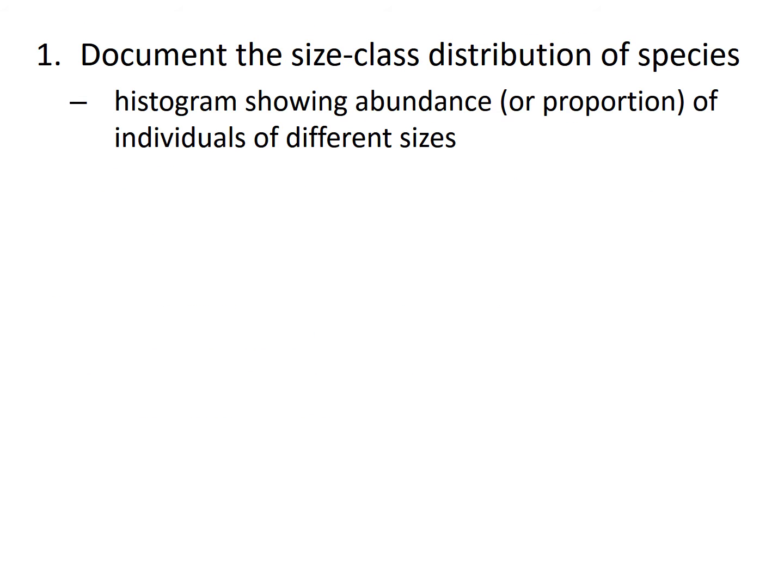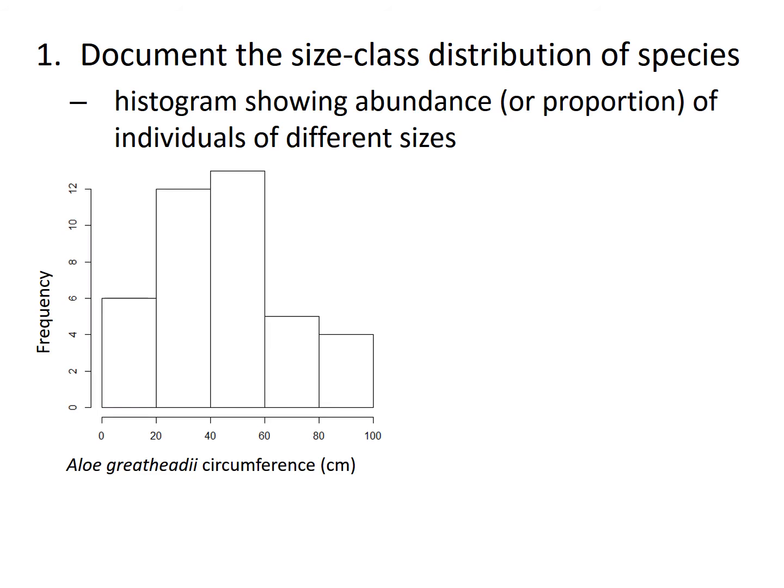Okay, so we're going to start by looking at how to document and how to interpret the size class distribution of species. Essentially the tool for this is just a histogram, which is a graph that shows the abundance or proportion of individuals of different size classes.